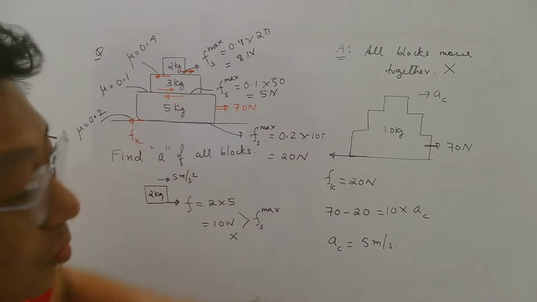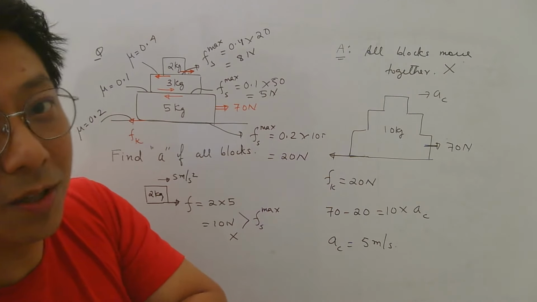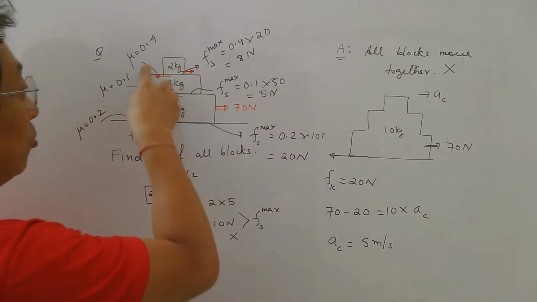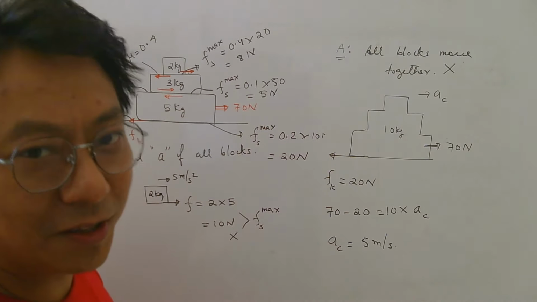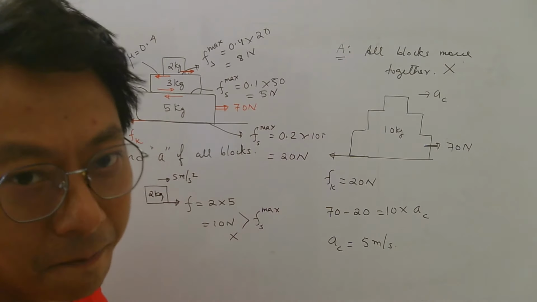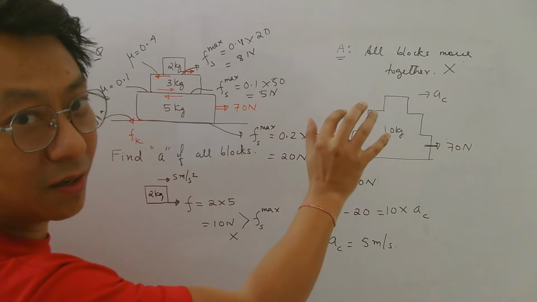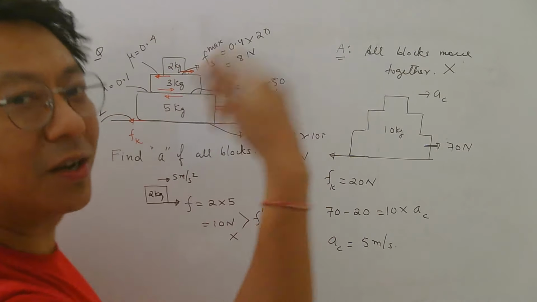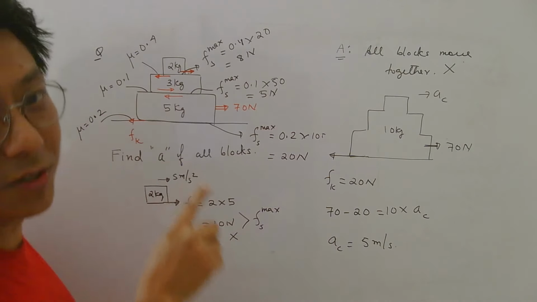So now we came to know that they are not moving together. All the three are not moving together. But still there is a chance that 2 and 3 are moving together and 5 is moving with some different acceleration. Meaning here friction is static but here friction is kinetic. That is possible. Or 3 and 5 are moving together and 2 is moving with another acceleration. Meaning here the friction is static but here the friction is kinetic.